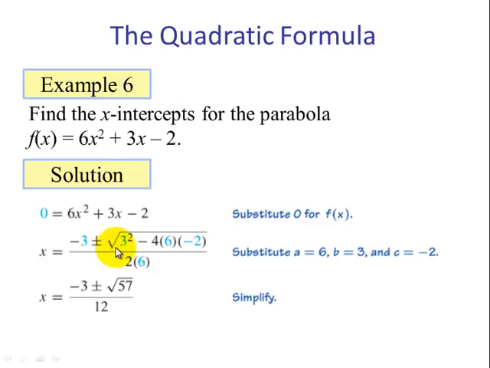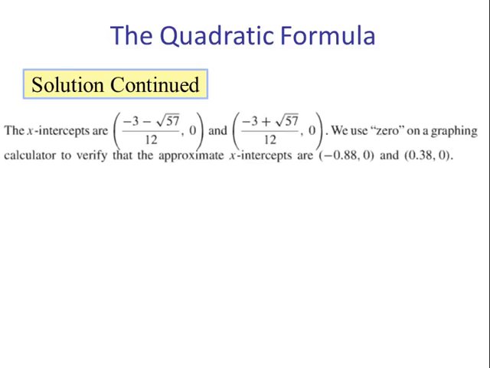Evaluating what's under the radical, we get 57. So we have negative 3 plus or minus the square root of 57 divided by 12. 57 is not a perfect square, nor does it have any perfect square factors. So these two numbers are our exact solutions. So the x-intercepts are negative 3 minus the square root of 57 divided by 12, comma 0, and negative 3 plus the square root of 57 divided by 12, comma 0.